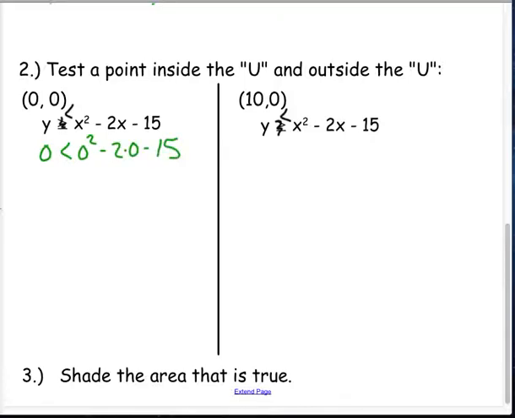Well, 0 minus 15 is negative 15. Is 0 less than negative 15? No. So right now it's looking like we should shade outside the parabola, but let's double check.